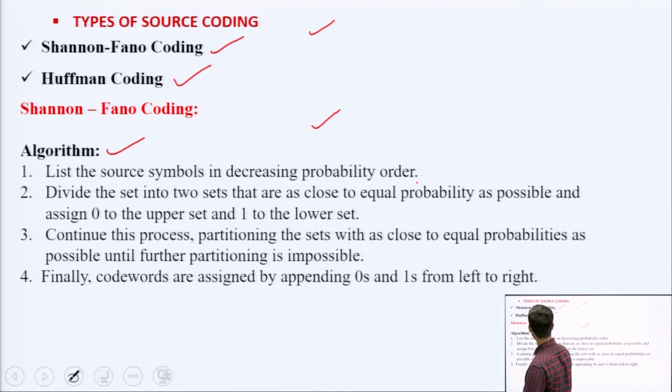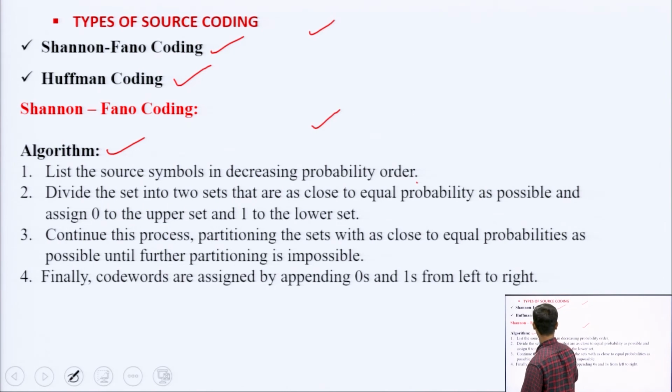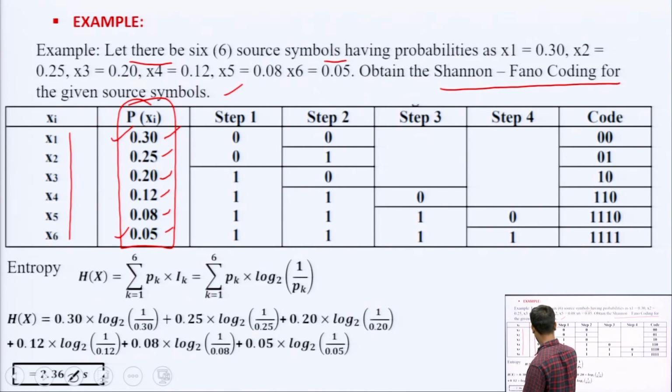Next is to divide the set into 2 sets. We will divide this set into 2 sets that are as close to equal probability as possible, and assign 0 to the upper set and 1 to the lower set. What does this want to tell? We divide the probabilities and check that the upper half and lower half should have nearly equal probability. So, this is 0.55 and this lower part is 0.45.